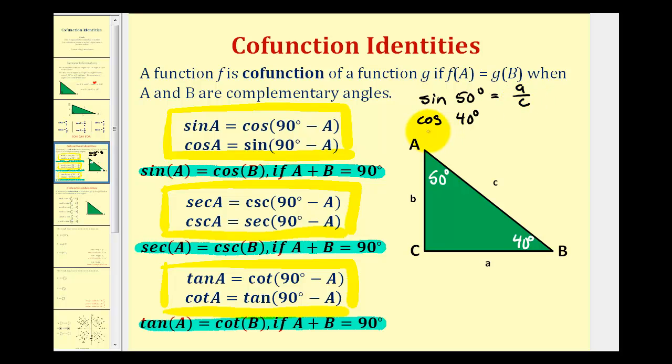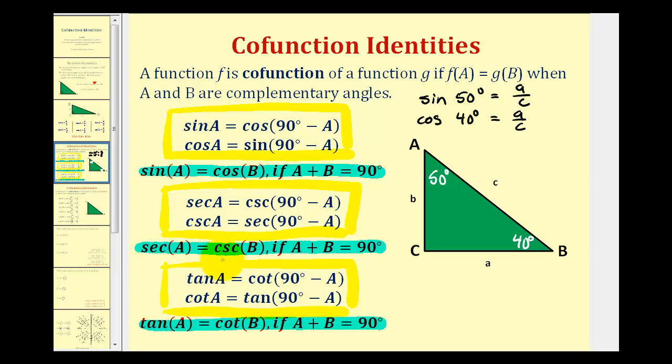Well, now if we switch to angle B and find the cosine of angle B, which again is 40 degrees, it's going to be the ratio of the length of the adjacent side to the hypotenuse, which again, notice is A over C. Notice the adjacent side to angle B is the same as the opposite side of angle A, and therefore these two trig function values are equal to each other, again as long as the two angles are complementary or have a sum of 90 degrees.